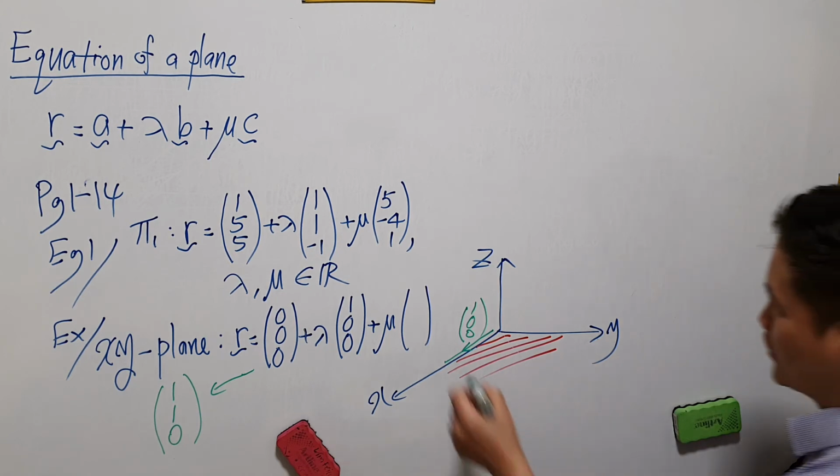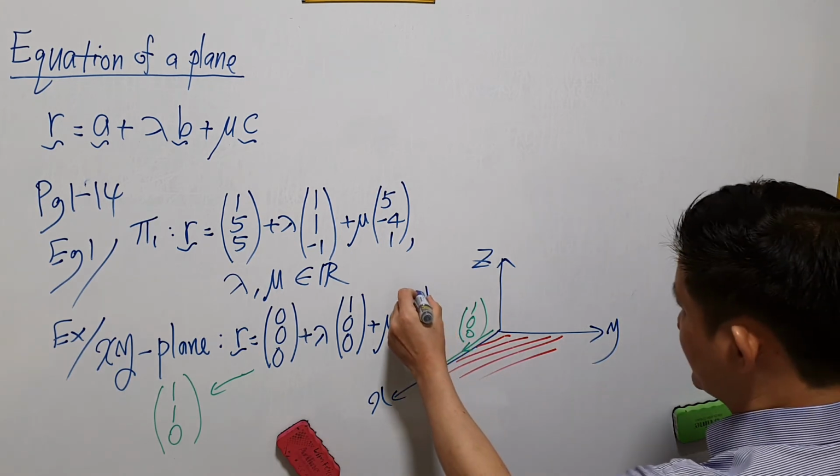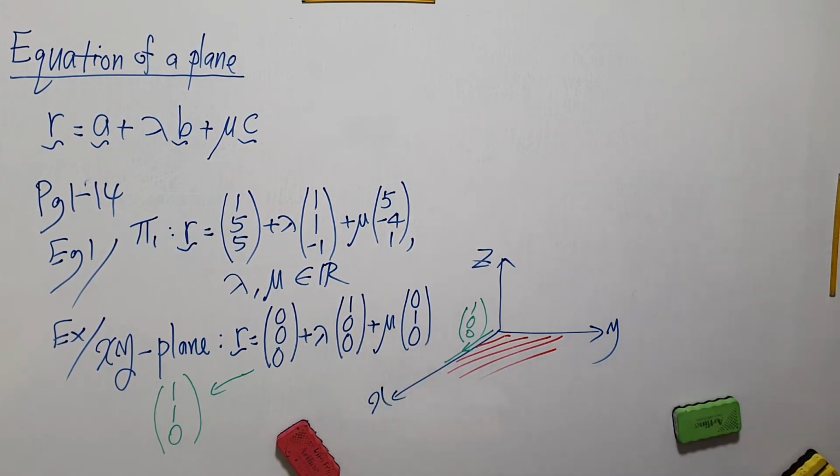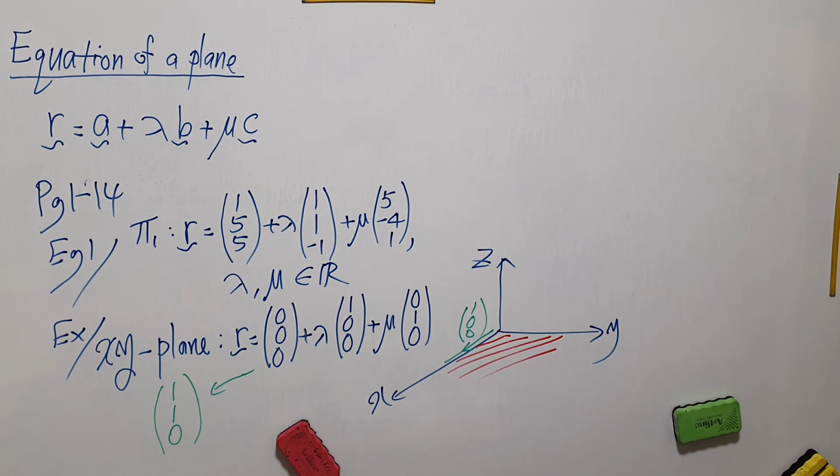An easy choice would be just 0, 1, 0. And once again, I could have chosen many other possibilities. So there you are. This is the equation of the xy plane. As you're doing this and pondering, you realize that actually the equation of a plane is not unique. It is possible for me to write down the equation of the same plane with a totally different set of first, second, and third vectors. They are just equivalent forms for the same plane.